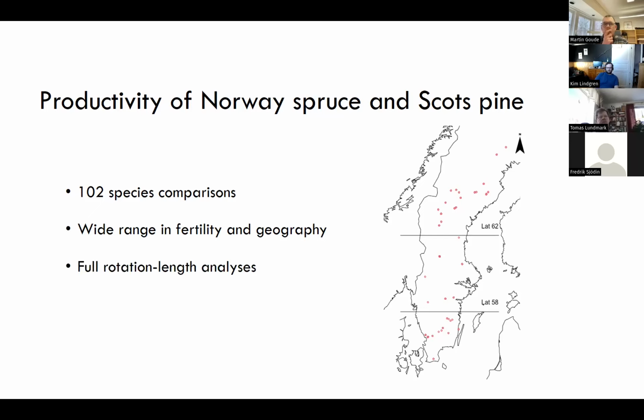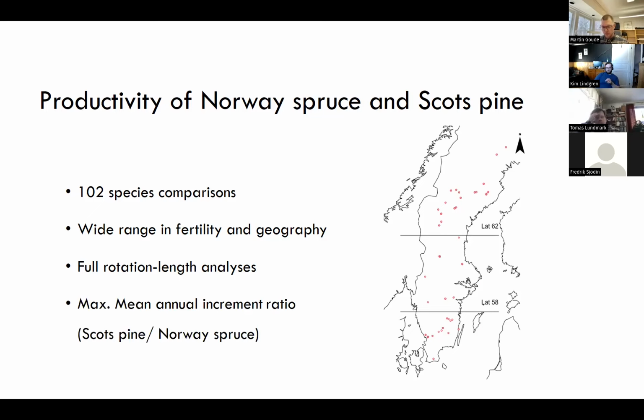But the main problem was that most of the stands haven't reached the mean annual increment culmination, and the only fair way to compare growth of both species would be to look at the entire rotation. So we were forced to use simulations, and we did it with the Heureka StandWise application. The outcome was evaluated in terms of mean annual increment ratio between Scots pine and Norway spruce. And I imagine that maybe it is not straightforward what I mean here.